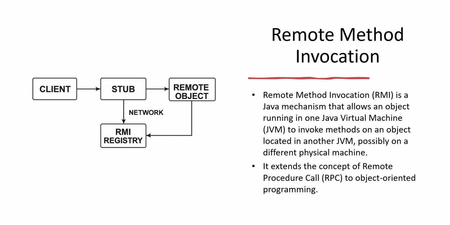In RPC, we generally think in terms of procedures or functions. In RMI, we think in terms of objects and methods. So, a client can invoke a method on a remote object almost as if the object were available locally. This makes distributed object-oriented applications easier to develop.